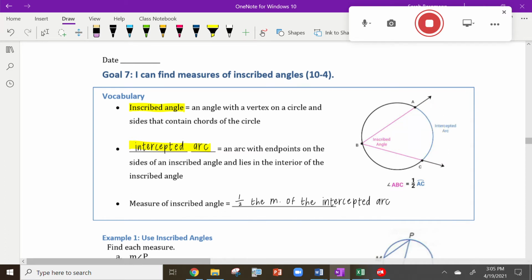All right, so what we know about this is that the measure of this inscribed angle is equal to half the measure of the intercepted arc. Let me show you an example.